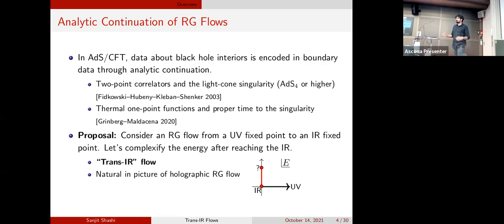So what we're going to do is consider, just for a moment, an RG flow that goes from some UV fixed point to some IR fixed point. And then once we reach the IR, we'll analytically continue the energy to a trans-IR flow. And credit goes to Sean Hartnoll for that name. And what I want to argue now is that that's very natural to think about in holographic RG flow.